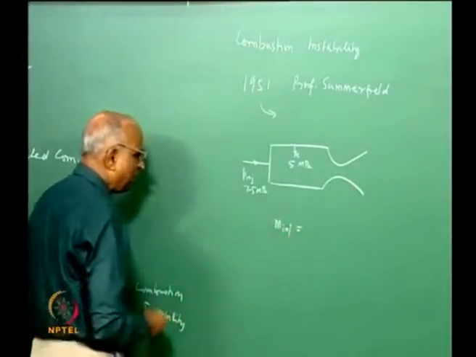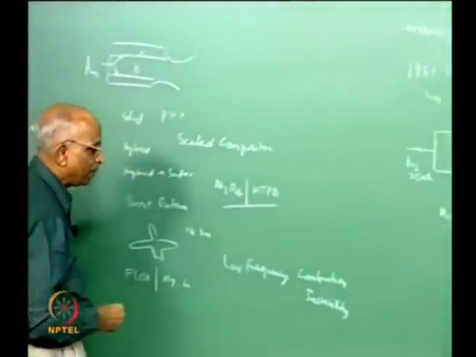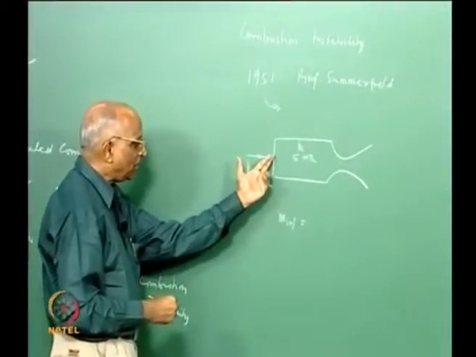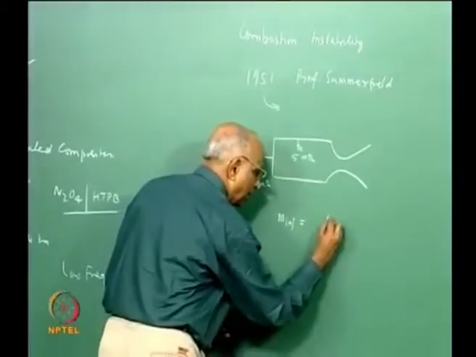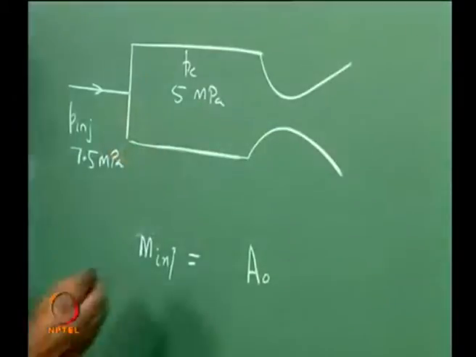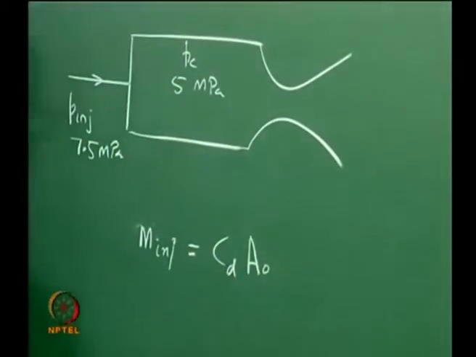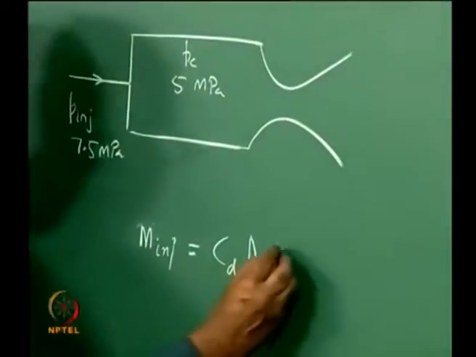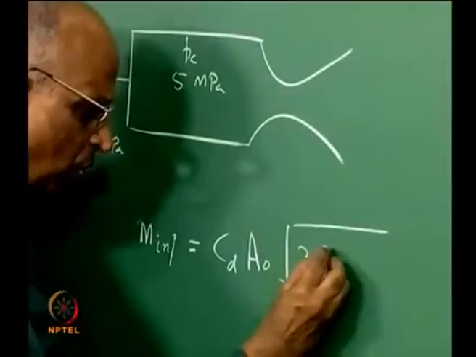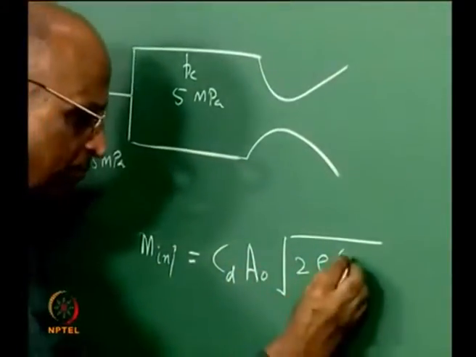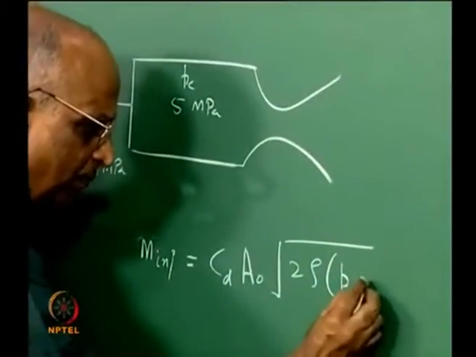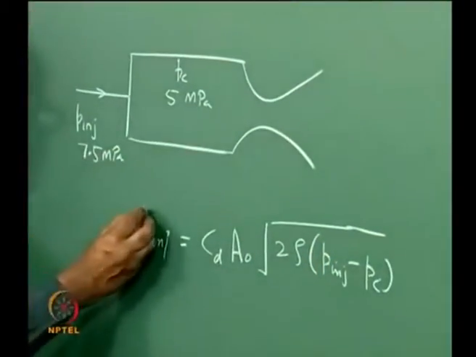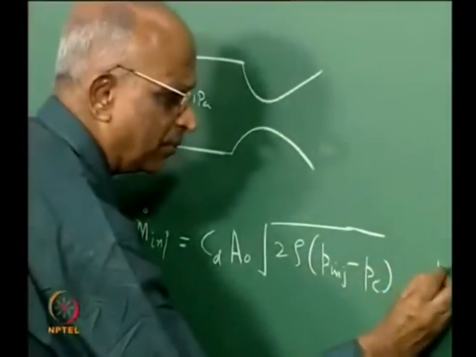And how do you calculate the mass of propellant which is injected? You inject something, that means you have injector orifices having total area A0. Let the CD value of the oxidizer and fuel orifices be the same, CD into A0 into under root of 2 rho into P injected minus P chamber. This is the rate at which mass is injected, right? So much kilograms per second.